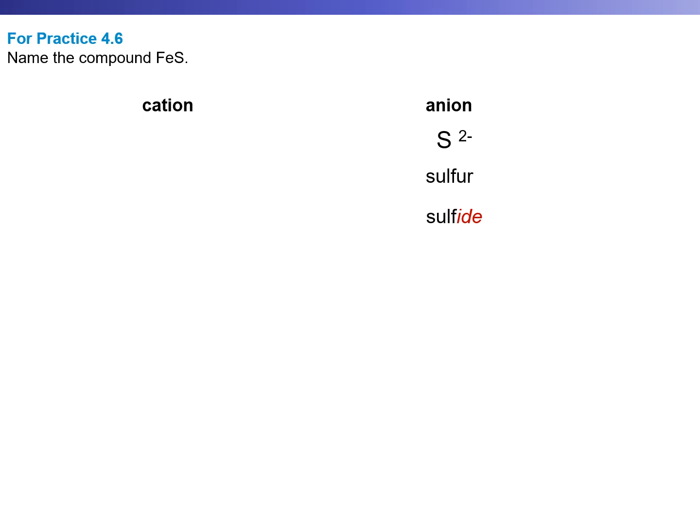I want to say it's the chart that's 4.4. And you look it up and you see that iron can form an ion that has a positive 2 charge, and it can form another one that has a positive 3 charge. Now, how are we going to figure out which one to use? Well, we're going to have to kind of think about this.